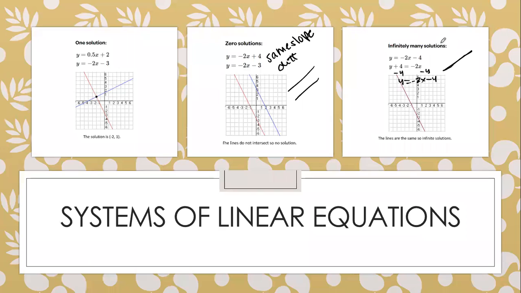Yes. We need to make sure we know the difference. One solution is different slopes; it doesn't have to have a different y-intercept, but different slopes. 0 solutions would be the same slope but different y-intercepts. Infinite solutions is the same exact equation.